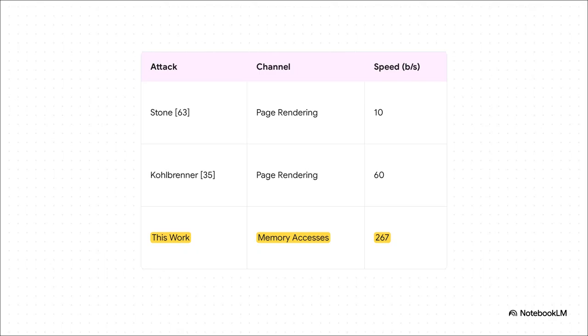And this table really puts it all into perspective. I mean, look at the old timing attacks. They maxed out at about 60 bits per second, and that was usually limited by your screen's refresh rate. But because Pixel Thief attacks the memory directly, it just completely shatters that limit. 267 bits per second. That is more than 4 times faster than the previous record holder. It's not just an improvement, it's a total game changer for this kind of attack.